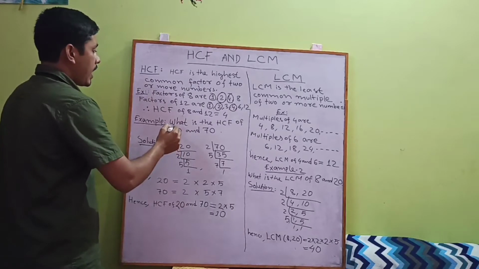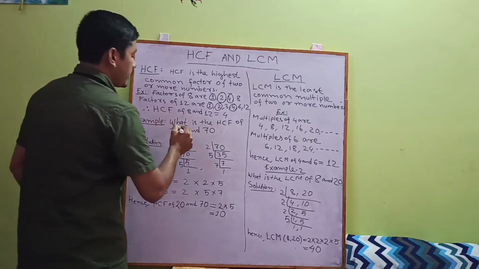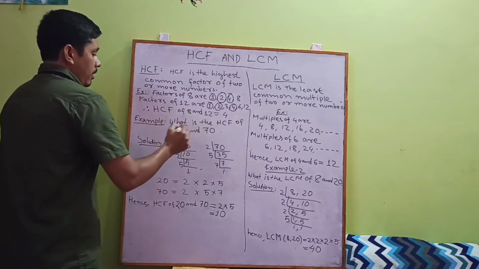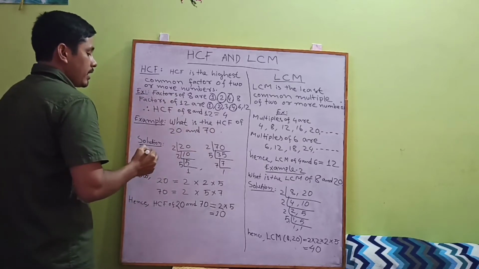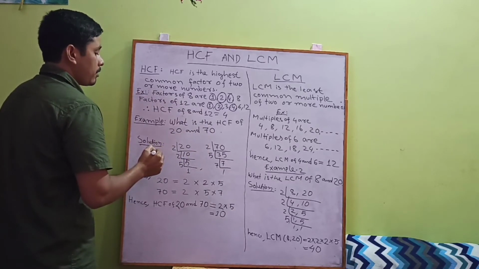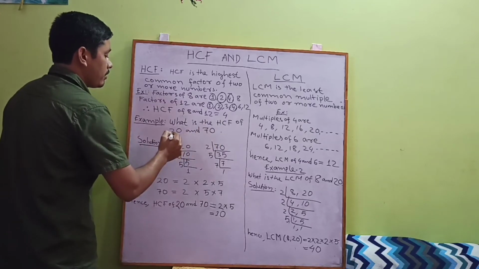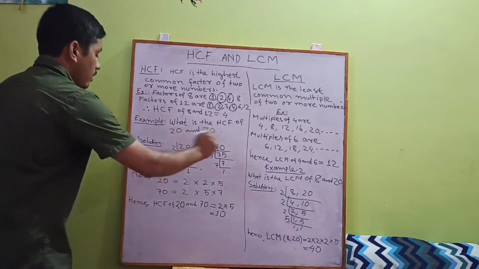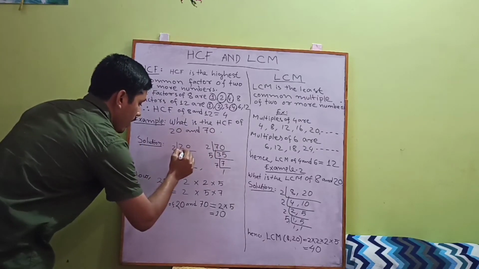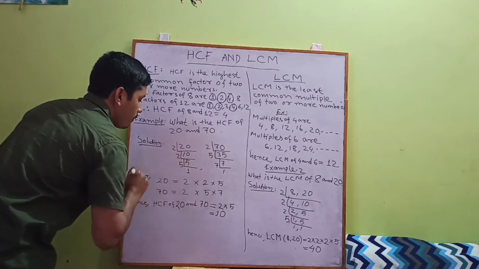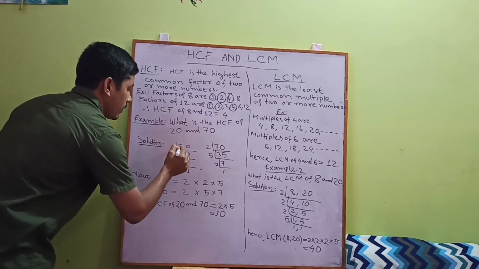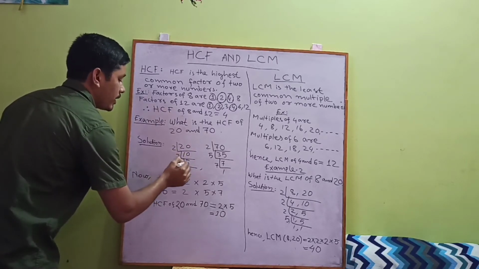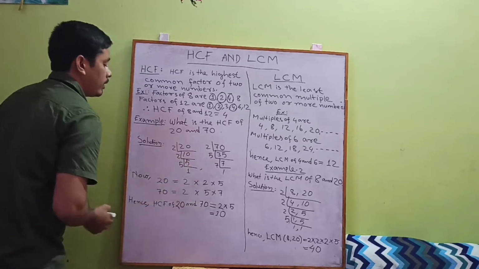Now I am going to find the HCF of two numbers by applying the prime factorization method. It is the easiest and most popular method. How do we find the HCF of 20 and 70 by the prime factorization method? Look, the prime factors of 20 are 2, 2, 5. How? First, 20 divided by 2 we get 10. 10 divided by 2 we get 5. 5 divided by 5 we get 1.